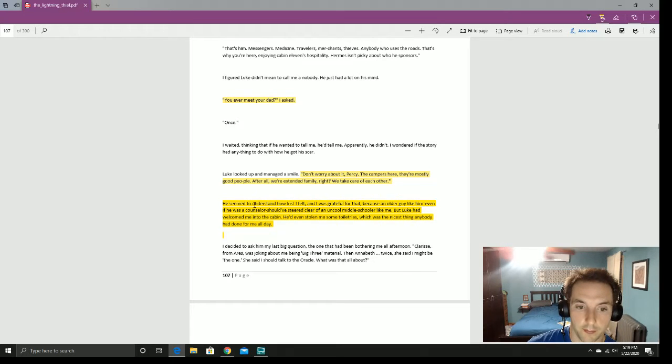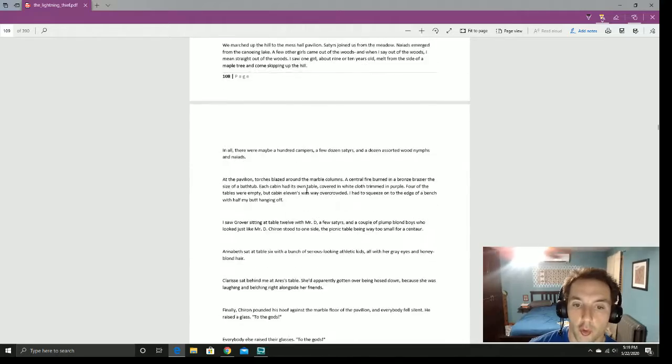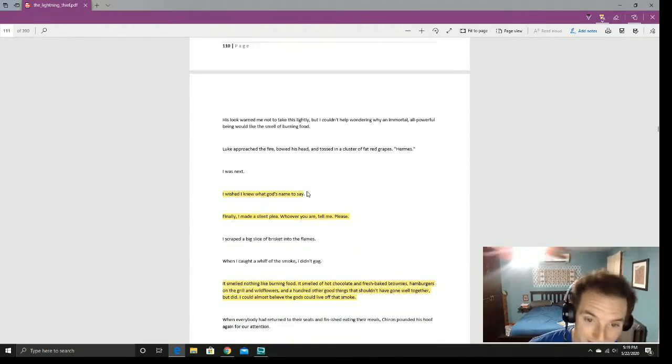All right, so he's telling Percy that he's going to fit in here, that he's going to be okay. And Percy reflects that here. He says, he seemed to understand how lost I felt. And I was grateful for that, because an older guy like him, even if he was a counselor, should have steered clear of an uncool middle school kid like me. But Luke had welcomed me into the cabin. All right, so he's starting to feel welcome and at home at this place. Feels like he belongs.